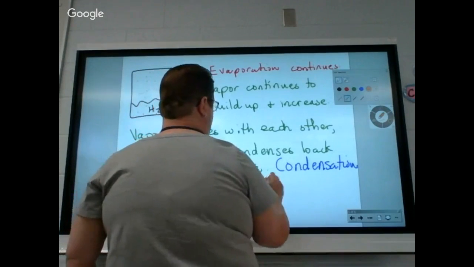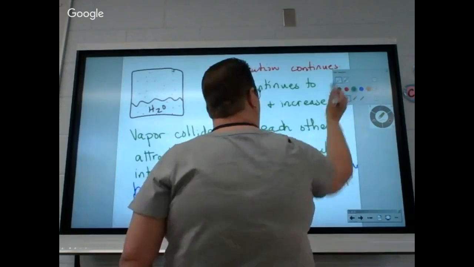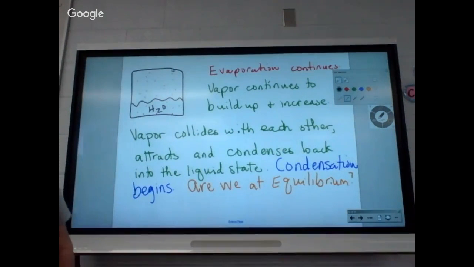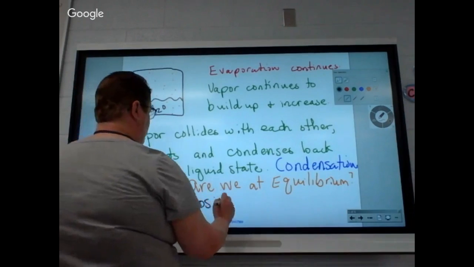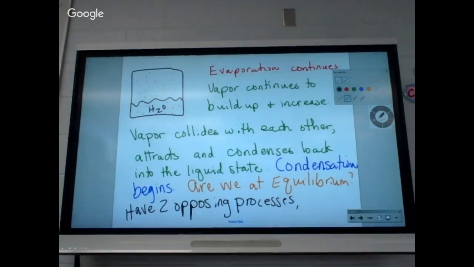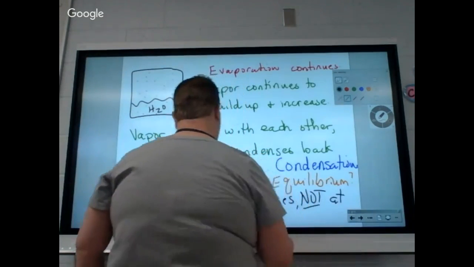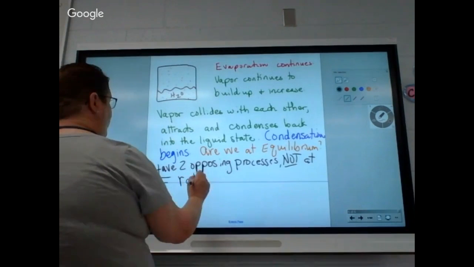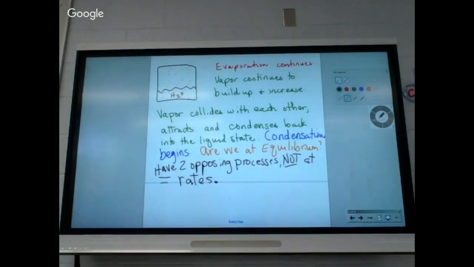Are we at equilibrium? I hear a no out there, and then I hear a yes out there. Why is it a yes? Okay, so we have two opposing processes. Does it say they're at equal rates? No. That's right, you were right the first time. We're not at equal rates, so if we're not at equal rates, we're not at equilibrium. We are still not at equilibrium yet.